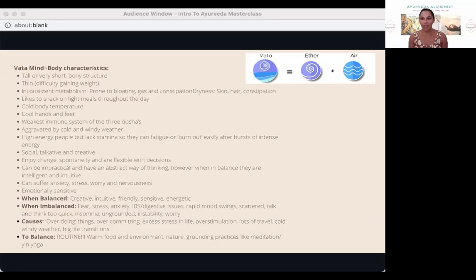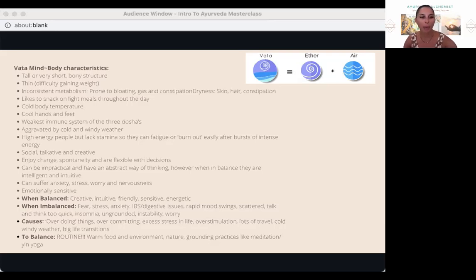So to balance Vata, they need routine. Although they don't love routine, they often lack routine, but routine is what keeps them sane and what keeps their nervous system settled as well. Warm food and environment, often cooked food, pre-cooked food, because it's better for the digestive system, and a lot of grounding practices like meditation and yin yoga.